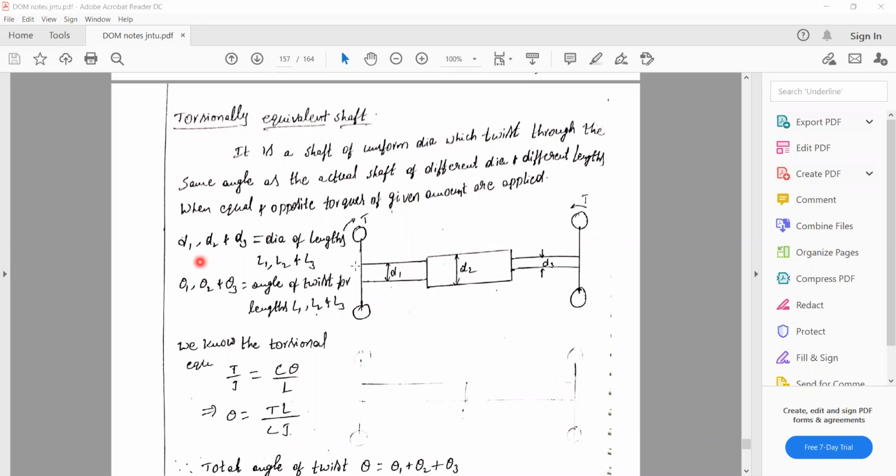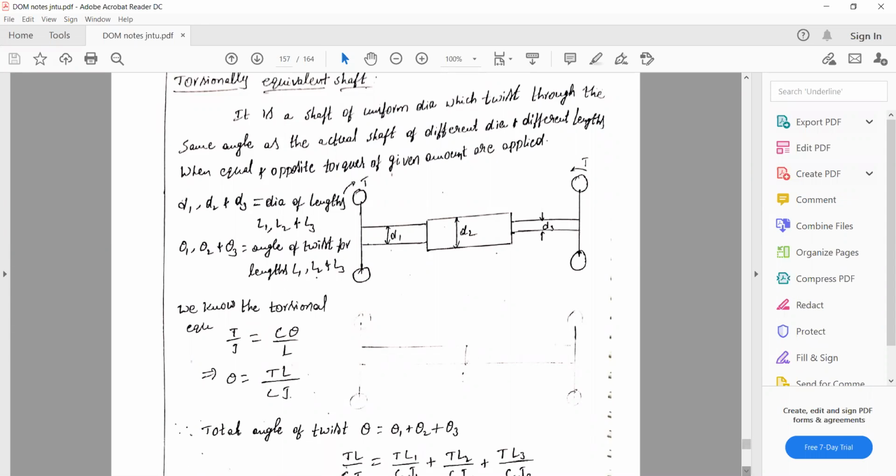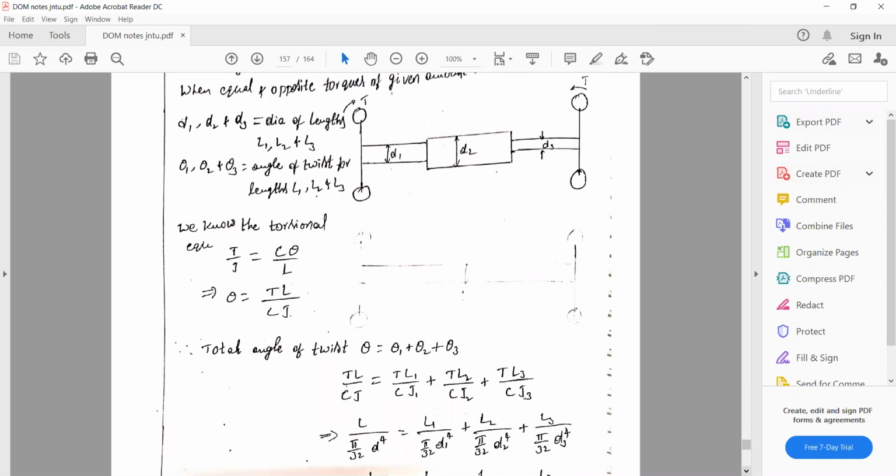So now D1, D2, D3 are the diameters, with lengths L1, L2 and L3. Now you know the torsional equation, and theta 1, theta 2, theta 3 are also there. Those are the angles of twist for the lengths L1, L2, L3.